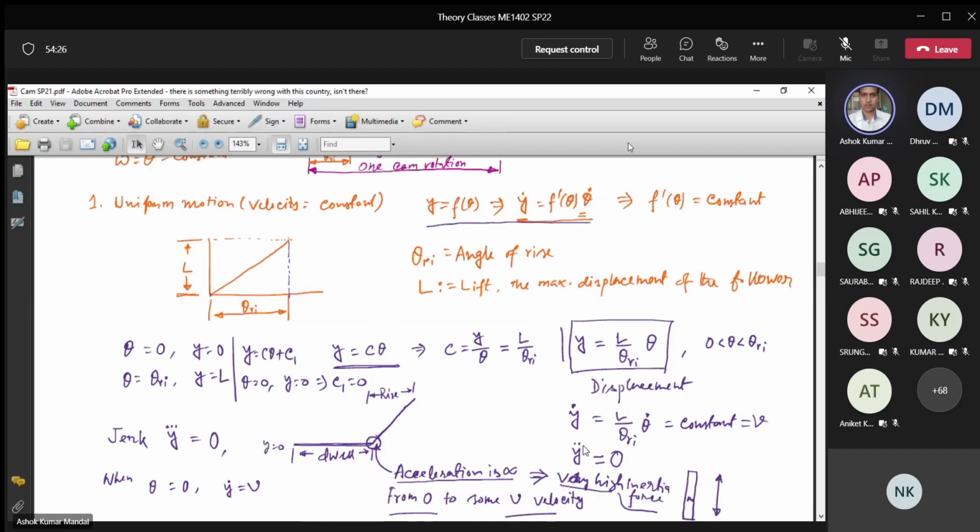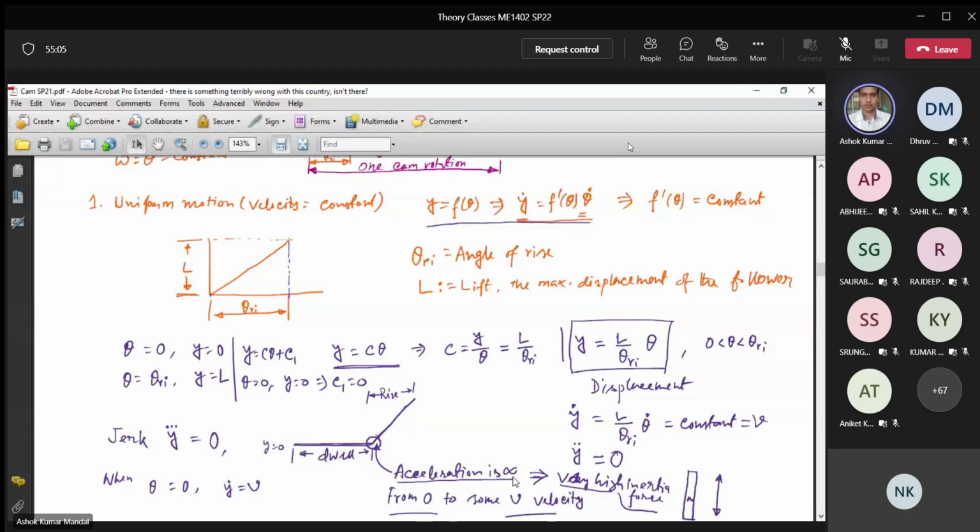But just consider the motion. Before the rise, there is obviously a dwell, and then suddenly there is a uniform velocity. So from 0 velocity to uniform velocity, at this point, what is the acceleration? There is infinite acceleration because there is a discontinuity in velocity. You have 0 velocity, and suddenly you want a constant velocity with some magnitude. That discontinuity needs acceleration, which is very high.